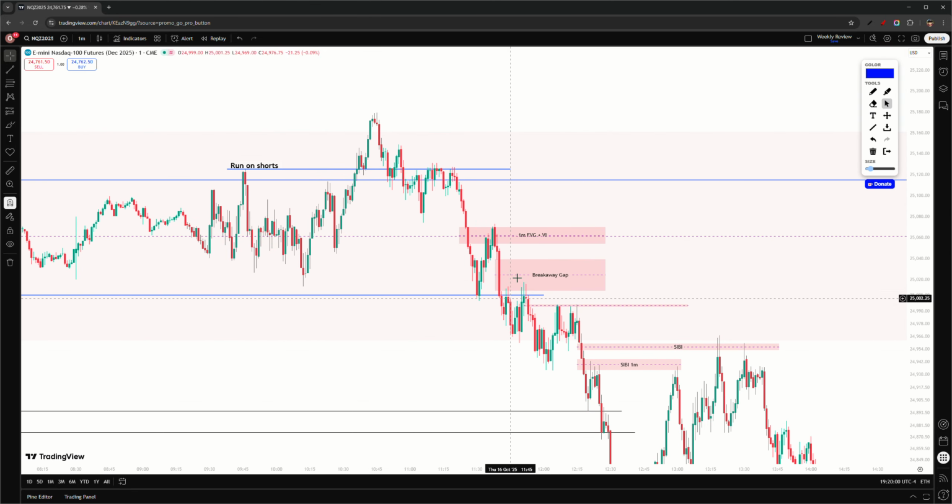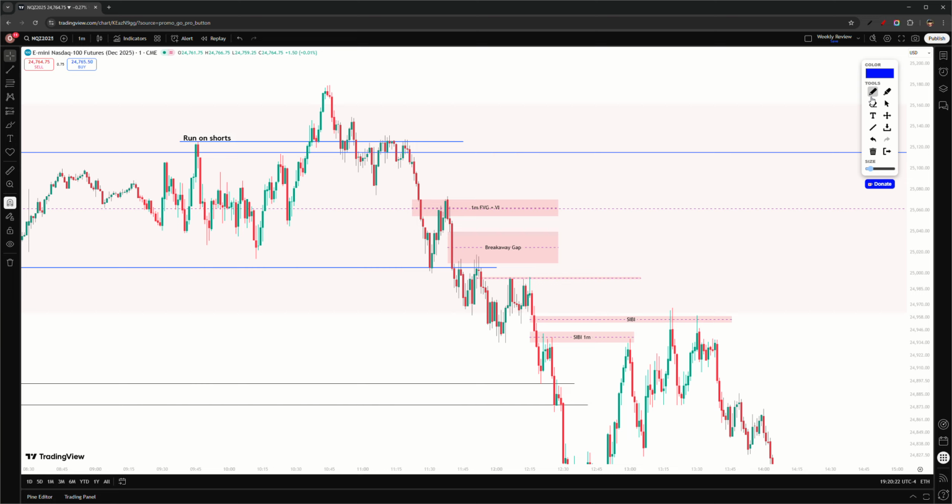I mean, if your entry was here, and this is what ICT teaches in his 2022 model, right? Some kind of liquidity raid, right? Then break of structure, right? Or shift in market structure, and then retracing into a fair value gap, and that would be your entry. This is a nice example of the 2022 model of ICT, right?